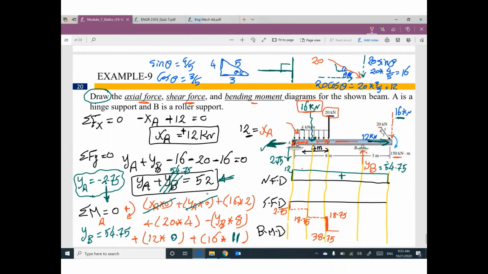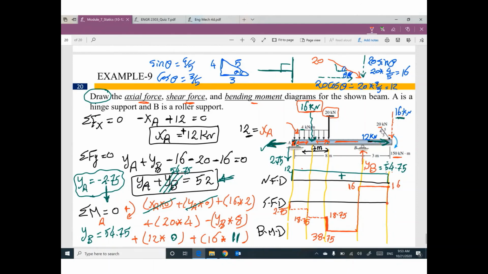So keep walking normally until you reach YB, going up by 54.75. So I will go up by 54.75. I will go up until I reach 16. Keep walking. Solid. Until the end, I have here vertical component 16, and you are at 16. Go down 16, I'm gonna reach 0.